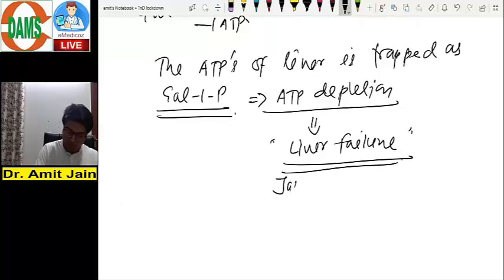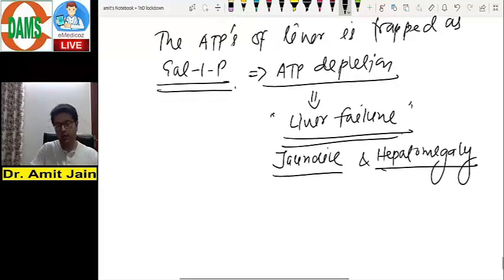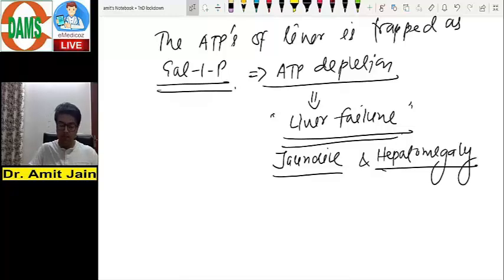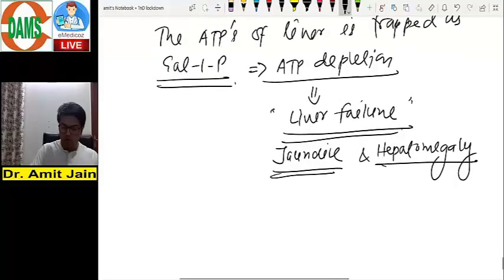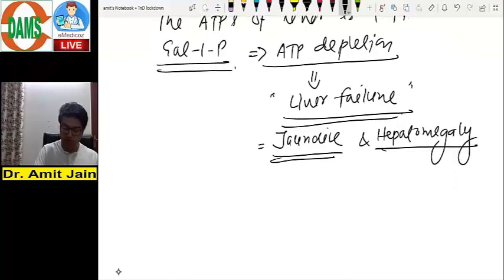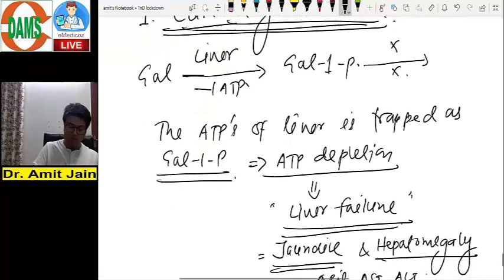And this liver failure will present with jaundice and hepatomegaly. Hepatomegaly means enlargement of the liver. Hepato means liver, megaly means enlargement. So jaundice and hepatomegaly, and all the features of deranged liver function tests. In the jaundice, as you will see, there will be increase in the bilirubin, and increase in the enzymes, ALT and AST, etc. So guys, this is one of the features.